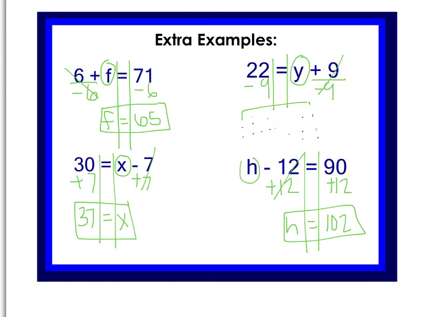Now for this one, I'm going to walk you through how to check your answer. So I'm just going to write that up above it. So when you're stuck and you say, how do I check this answer? See this? It's saying H is 102. So instead of having the H, I'm going to write 102 in its place. And then I'm going to say minus 12. I'm going to do this math problem. And if my answer matches, then I know that I got that answer correct.